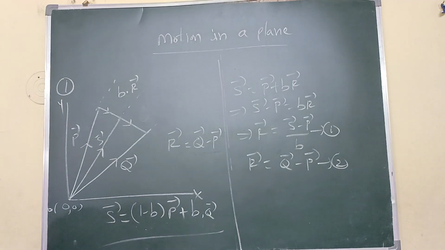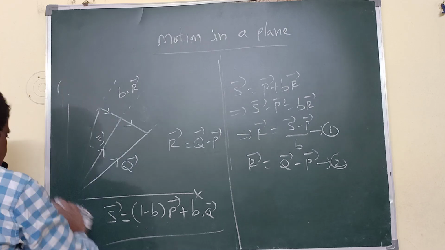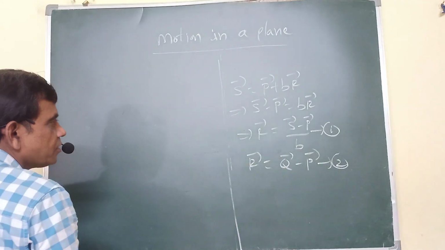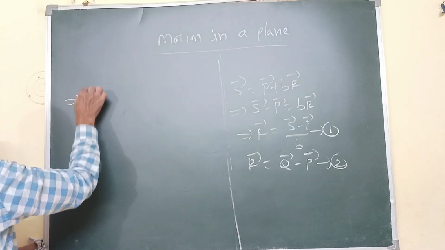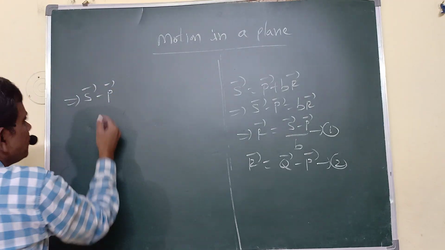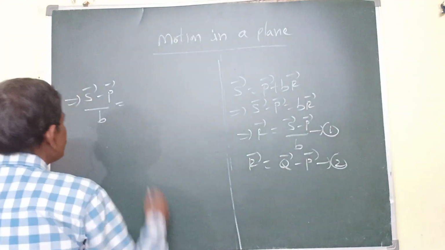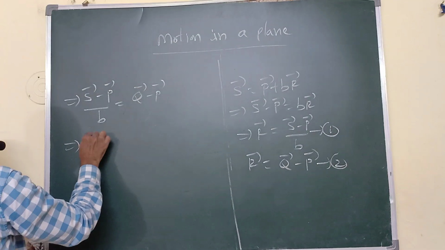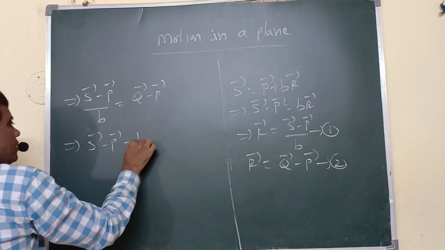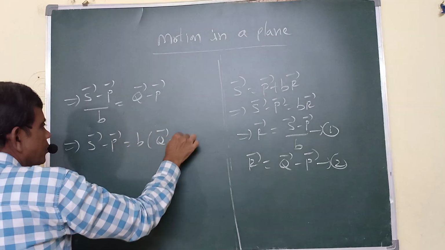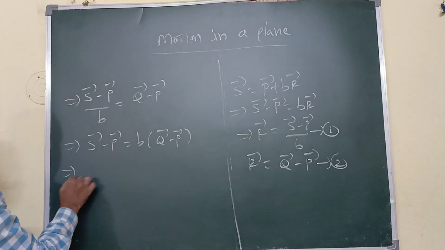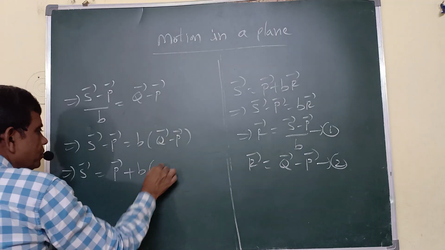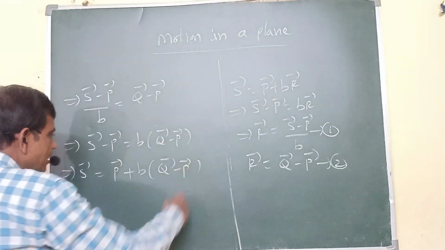So this implies S minus P by B equals Q minus P. Otherwise S minus P equals B into Q minus P. So S equals P plus B into Q minus P. So that is the relation.